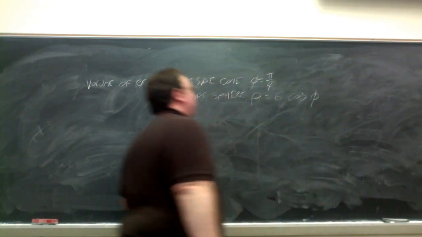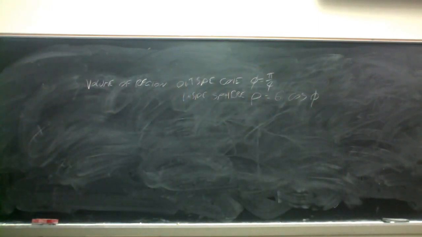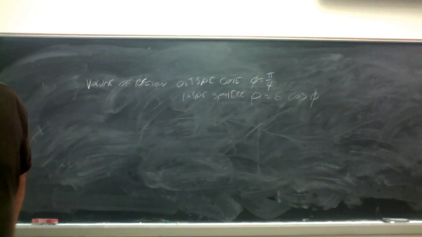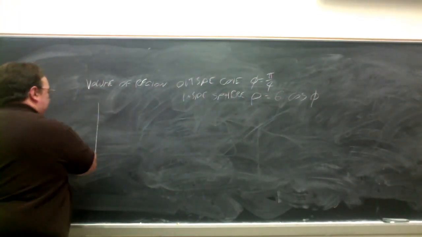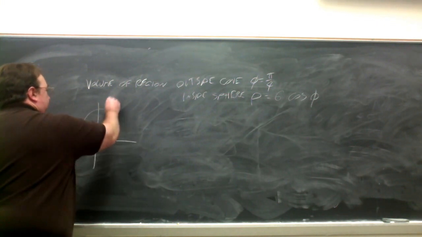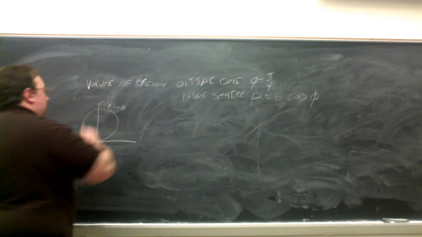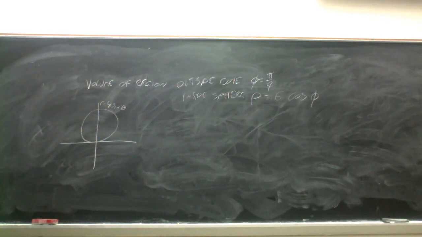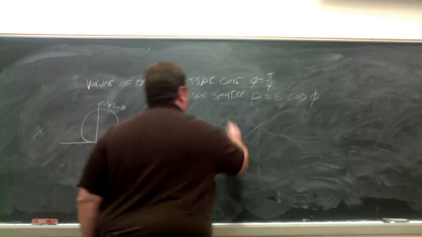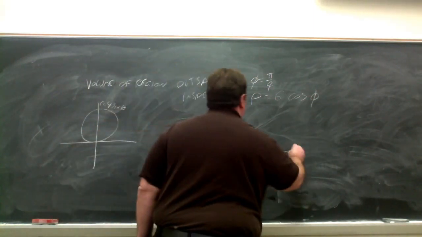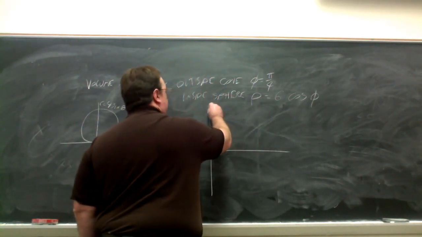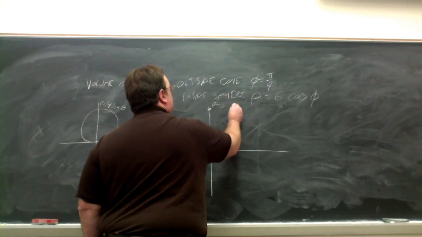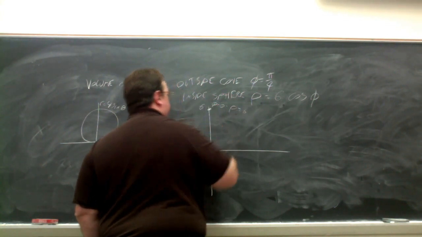Now, this is kind of like one of the other problems on the practice test, where I gave you a problem that had r equals 4 sine theta, and you end up getting a circle sitting on top of the x-axis. This is kind of similar. So, what happens is, if phi is equal to 0, so you're at the North Pole, you get rho is equal to 6, so you're all the way up here.